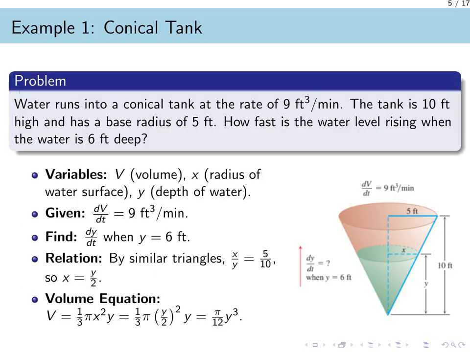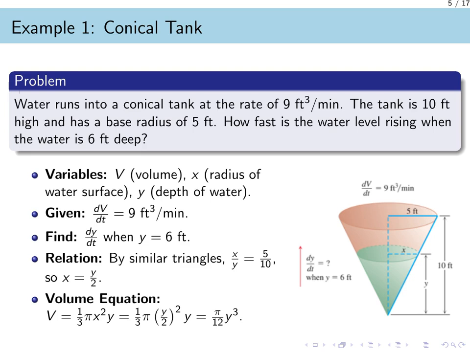Let us walk through our first related rates example, which involves water filling a conical tank. Our goal is to find how fast the water level is rising given the rate at which the volume is increasing. We know the volume is growing at 9 cubic feet per minute, and we want to find the rate of change of the water's depth when that depth is exactly 6 feet. The volume formula for a cone, V equals 1/3 times pi times x squared times y, initially involves two changing variables, the water's radius x and its depth y. The key step is to eliminate one of these.